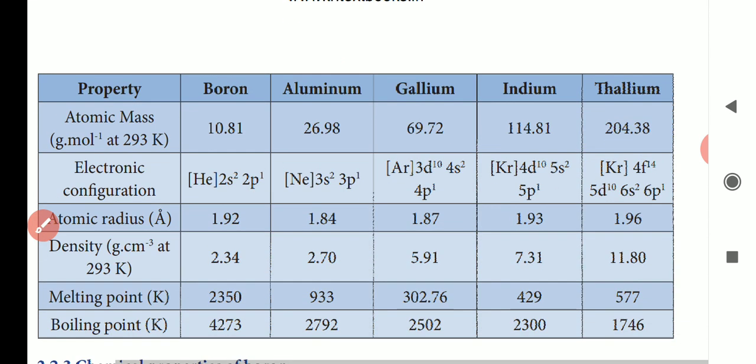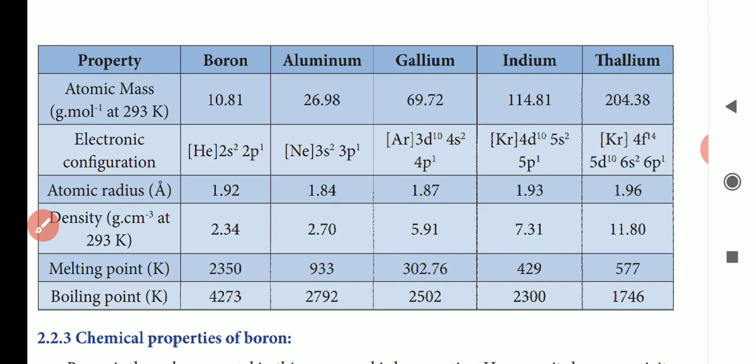Then atomic radius. As we move down the group, the atomic radius increases. Now we compare boron, aluminum, gallium, indium and thallium. Comparing boron to aluminum, the atomic radius slightly decreases. Then it increases as we move from gallium to thallium.